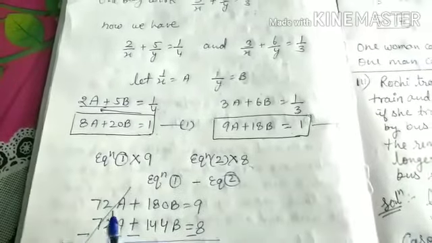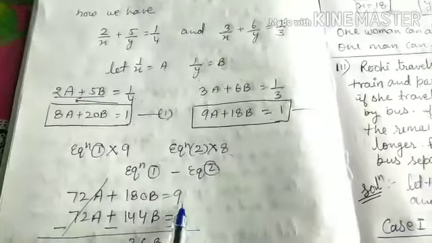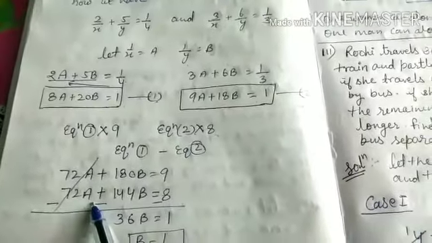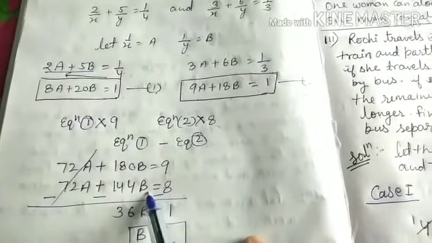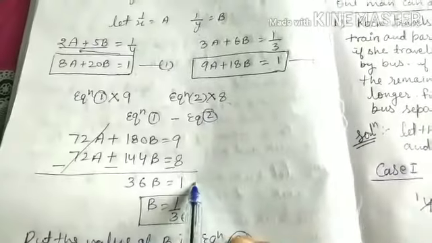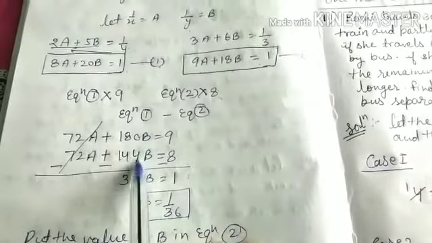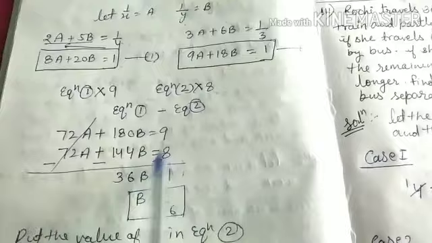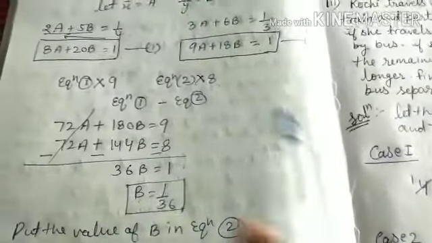By 9, 9 times 8 is 72a plus 9 times 20 is 180b, and 9 times 1 is 9. This equation by 8, 8 times 9 is 72a, 18 times 8 is 144b is equal to 8 times 1 is 8. Now subtracting equation 2 from equation 1, the a terms will cancel and the rest will be subtracted. So 180 minus 144 is 36b, and 9 minus 8 is equal to 1, so the value of b is equal to 1 upon 36.